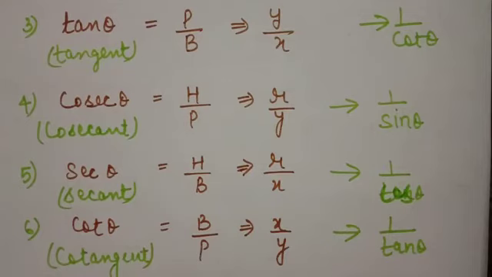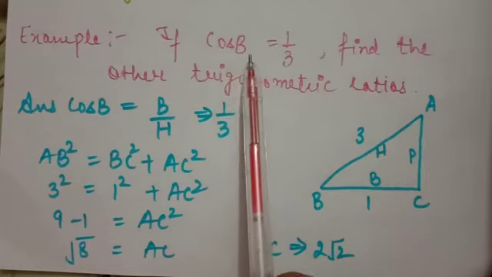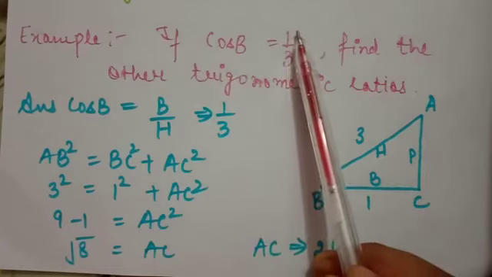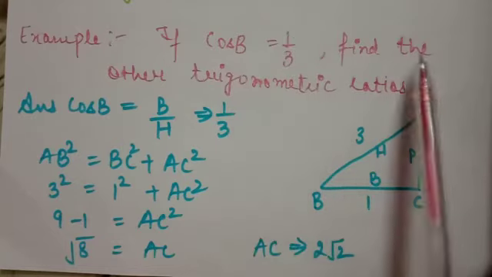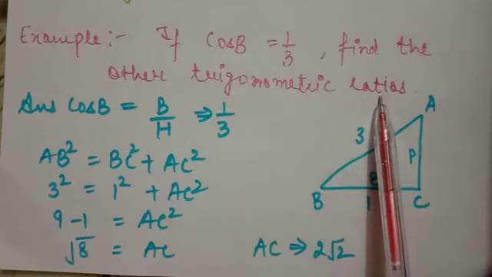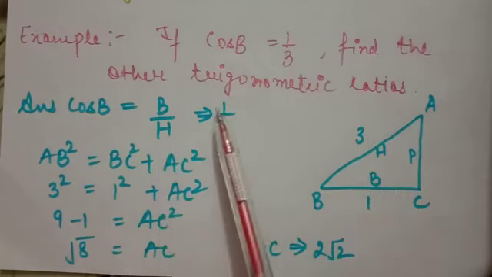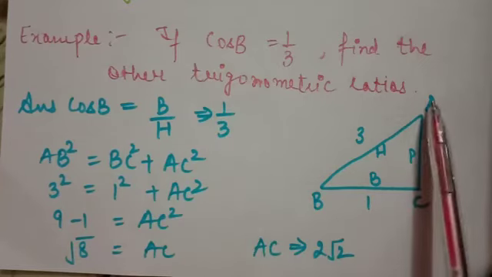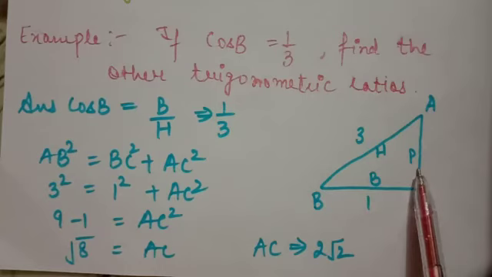Now we will take one example. If cos B is equal to 1 upon 3, we know very well what cos B is. Cos is base upon hypotenuse. Find the other trigonometrical ratios. Cos B is equal to base upon hypotenuse, which is equal to 1 upon 3. This is our diagram. We have a triangle ABC. We have base 1 unit, hypotenuse is 3 units. This is our perpendicular.